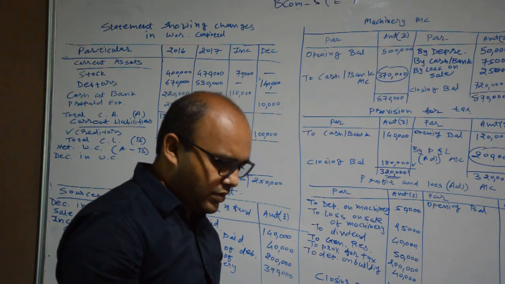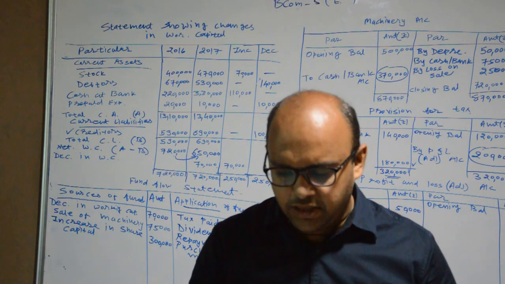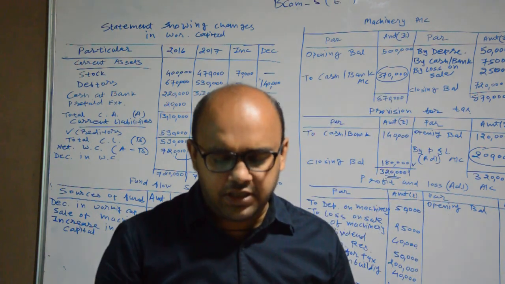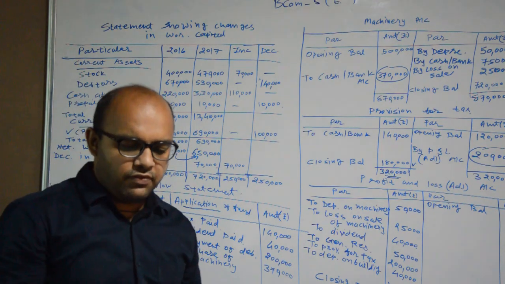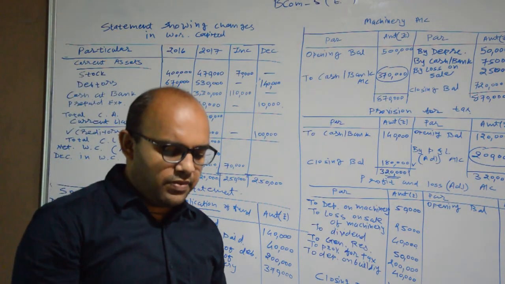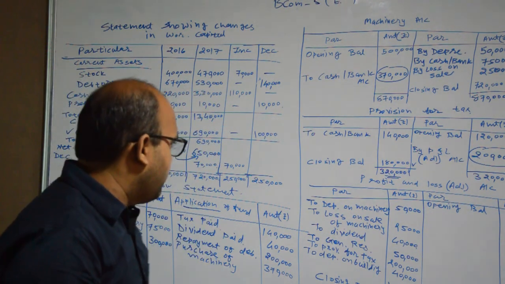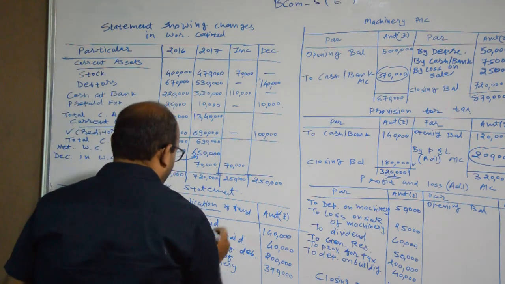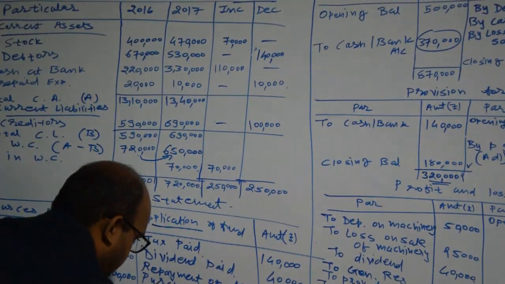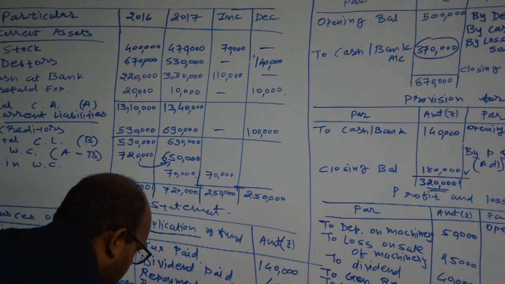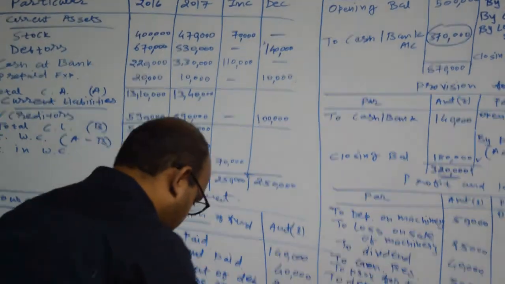Then after investment, please check that in 2016 balance of investment is rupees 3 lakh and in 2017 it is 4,50,000, means there is purchase of investment. How much amount? 1,50,000, and journal entry will be investment account debit 1,50,000 to cash or bank account. Okay, so there will be an effect on application of fund side. Here purchase of investment, how much amount? 1,50,000.